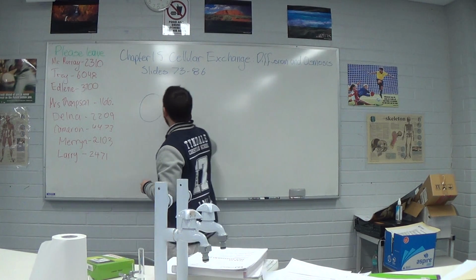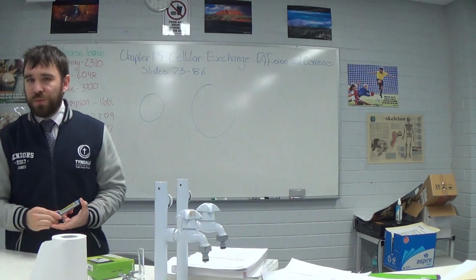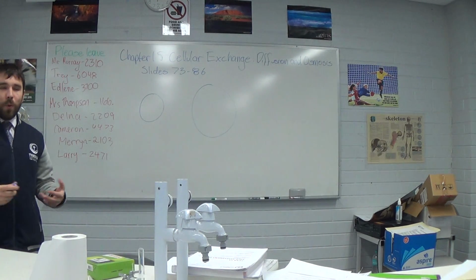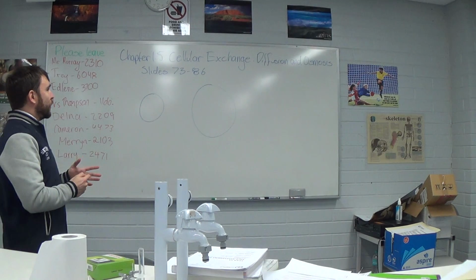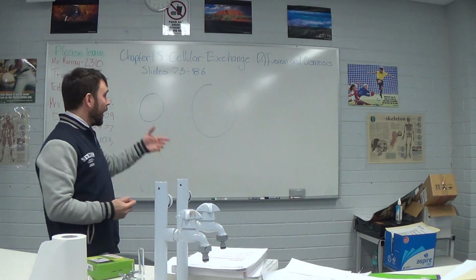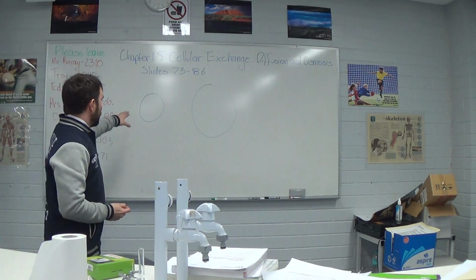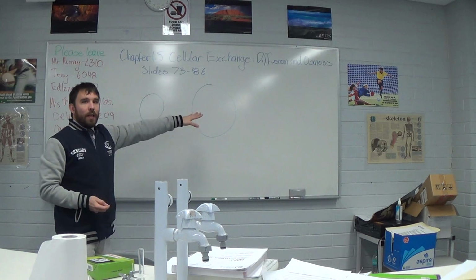A small cell is more efficient than a larger cell. And there's quite a few different reasons for that. The basic reason is that the rate of exchange, the speed at which a molecule is able to go from the outside of the cell, so from the extracellular fluid, into where it needs to go, is faster in the smaller cell than in the larger cell.